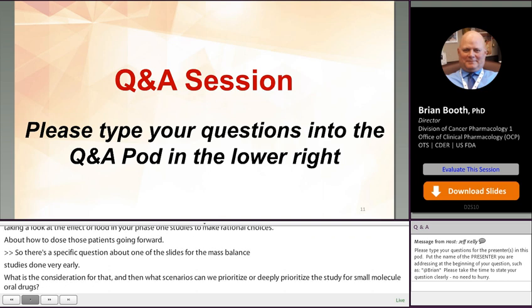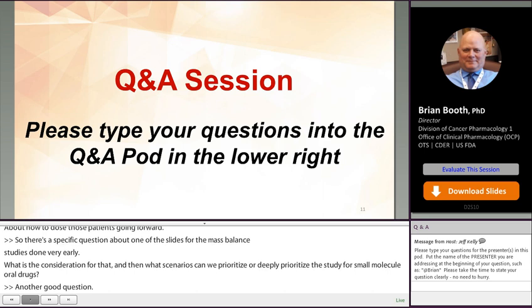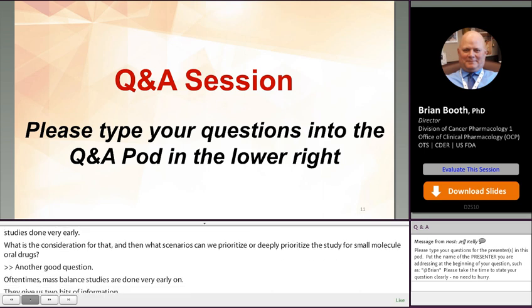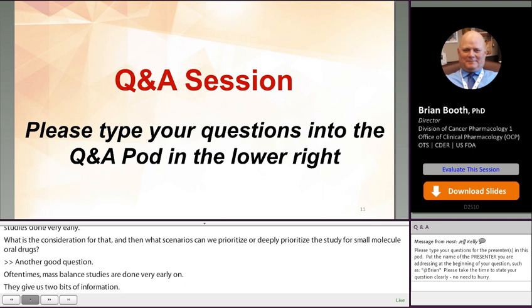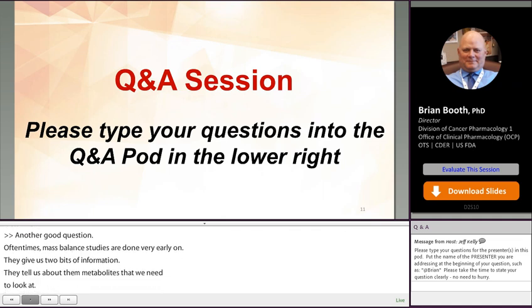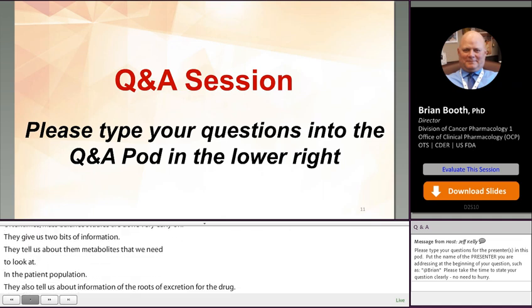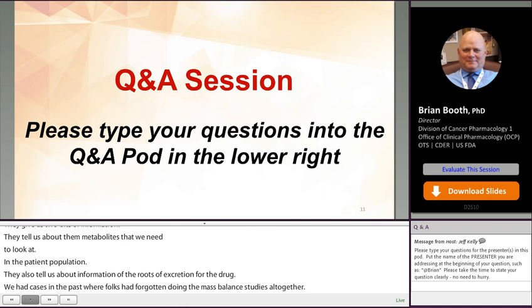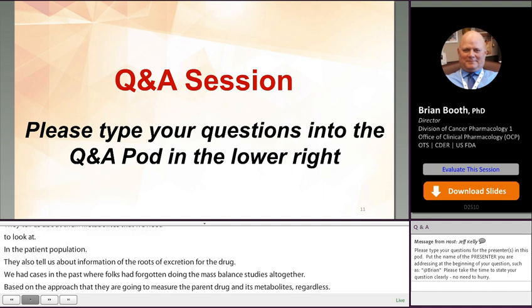Oftentimes mass balance studies are done very early on, and they give us two bits of information. One is they tell us about the metabolites that we may need to look at in the patient population. They also give us information about the routes of excretion for the drug. We've had some cases in the past where folks have forgone doing the mass balance studies altogether, based on the approach that they're going to measure the parent drug and its metabolites regardless, and they committed to doing renal or hepatic studies from the outset. That's a legitimate approach.